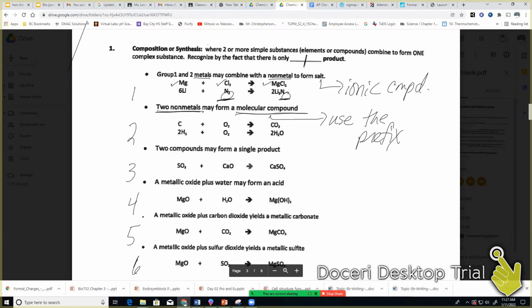So I have carbon plus oxygen comes together to form carbon dioxide. Non-metal comes together to form a non-metal compound. And the next one you have, instead of 2 elements, now I have 2 compounds that are combining to form a single product. So in this case, I have sulfur trioxide plus calcium oxide come together to give me calcium sulfate.